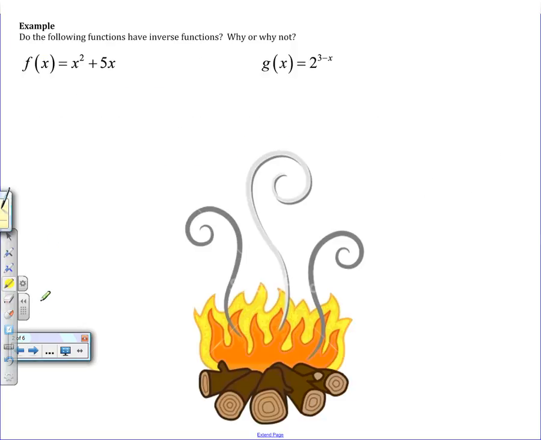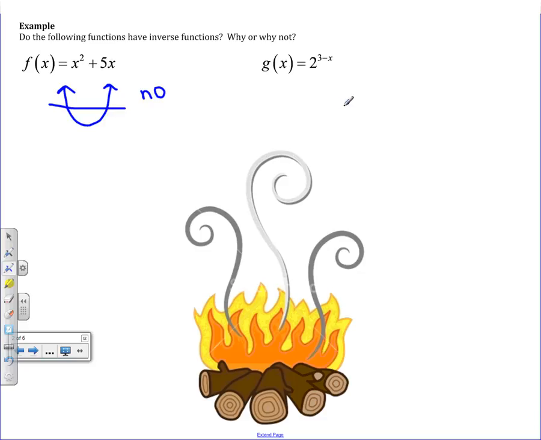Next, do the following functions have inverses that are functions? Why or why not? Okay, the first one, well, this is going to look like a parabola. Who cares where the vertex is? This is a parabola, and therefore it is definitely going to fail the horizontal line test. So no, this does not have an inverse function.